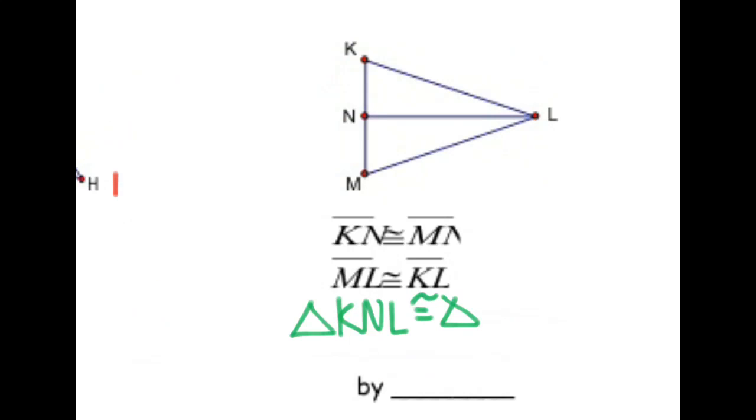Let's go ahead and do the third problem. So now we know that KN is congruent to MN. We also know that ML is congruent to KL, and they share a side, so that is automatically congruent to itself by the reflexive property. And thus I have side, side, side, and so I know that triangle KNL is congruent to triangle MNL.